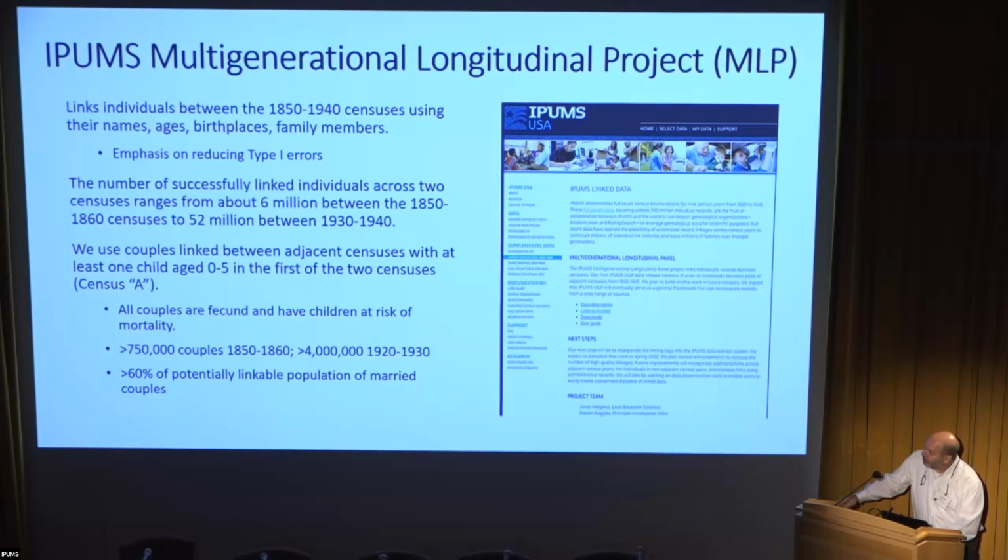We end up with about 750,000 couples in the first decade that we're looking at, 1850 to 1860, and about 4 million or so in the later decades. About 60% we think of potentially linkable married couples we're finding. And we have high confidence that they are the right couples because we have two people to link.